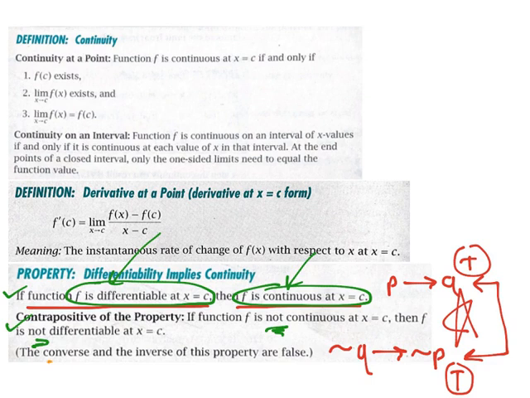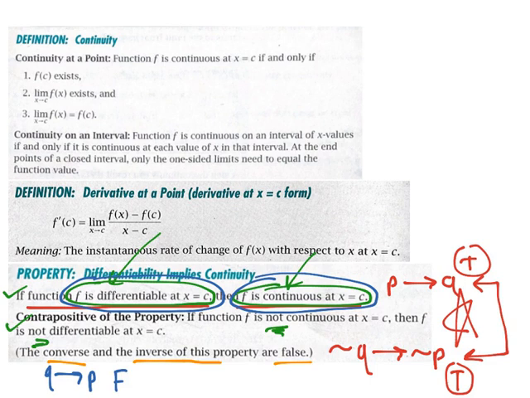But as I said earlier, the converse and the inverse of this property are not logically equivalent to the conditional statement, and in this particular case, they are both false. So what that means is the converse would be Q implies P, and the converse reads like this. If a function f is continuous at x equals c, then it is differentiable at x equals c, and that is false. It is not true that continuity implies differentiability. It is true that differentiability implies continuity, but not the other way.